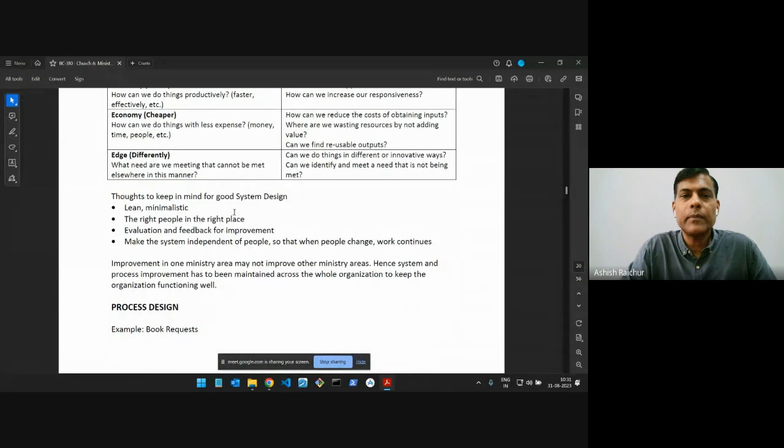Some thoughts to keep in mind: keep it simple, lean, and minimalist. Don't make it very complicated. Make sure the right people are in the right place. If you put somebody there who doesn't have the skill or the required experience, it will become a problem. The system won't work because the person doesn't have the skill or is struggling, so the work won't get done. We need to evaluate and give feedback and make it independent of people, so that even if people change, the work continues. And remember, even if we improve one ministry area, it doesn't mean the whole thing will improve. We have to keep improving all the ministry areas. All the ministry areas have to keep constantly getting better.